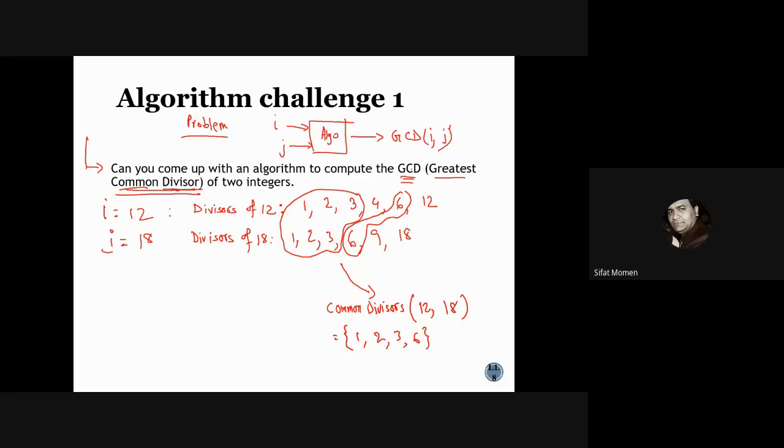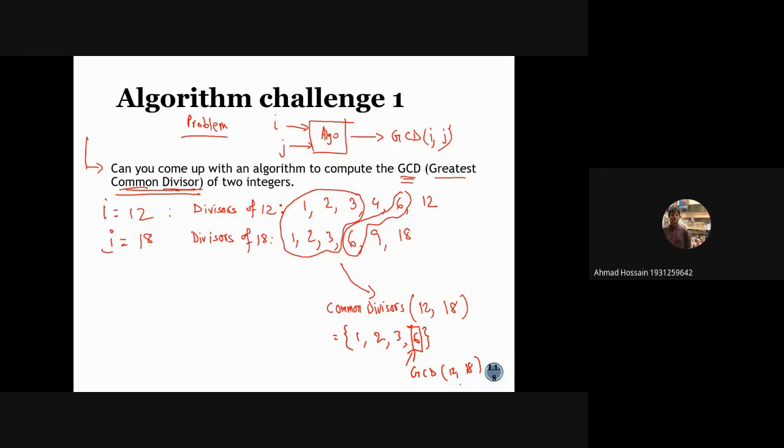What does GCD stand for? GCD is the greatest of the common divisors. So of these common divisors, which one is the greatest? 6. So that's the GCD of 12 and 18. Clear, Nakina? Yes, sir. So that's how you find the GCD of two numbers. I hope that makes sense to all of us.